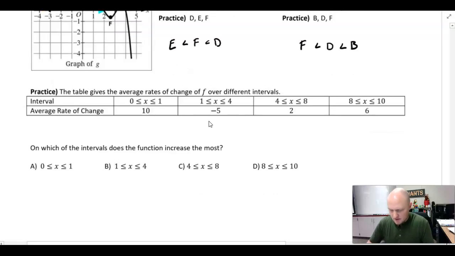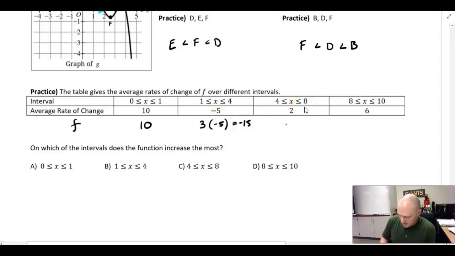And I know it says practice, but I want to have this one be an example. It says the table gives average rates of change of F over different intervals. Notice my X intervals here go from 0 to 1, 1 to 4, 4 to 8, 8 to 10, and they give us the average rate of change, which is your rise per 1 unit of run. So on this first interval, my function value actually grew 10. On the second interval, 1 to 4, that has a span of 3, and they're saying the average change over that is -5. Well, if I have 3 X values, and I'm changing on average at a rate of -5, then that total change is going to be -15.